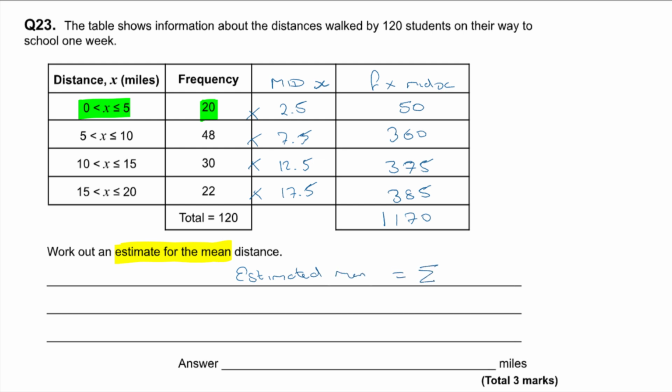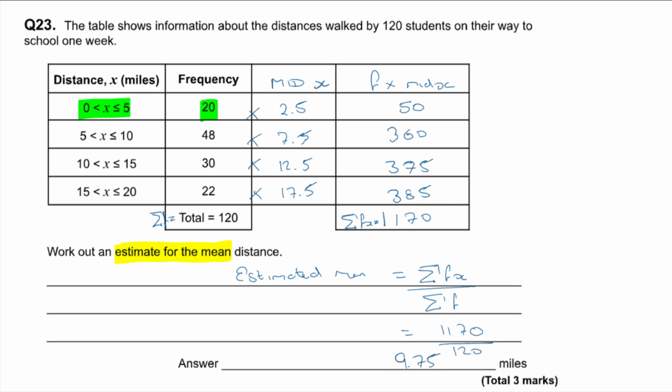Then my estimated mean is going to be sigma fx, the sum of the frequencies times the x values, divided by sigma f. Yeah, sigma has a real meaning, kids. It doesn't mean what you think it means. It's a Greek letter. Come on. So sigma f is equal to 120. So that's 1170 divided by 120. What's that then? That comes to 9.75.